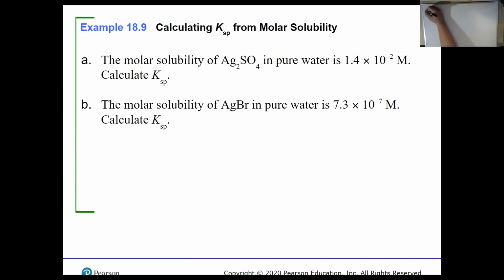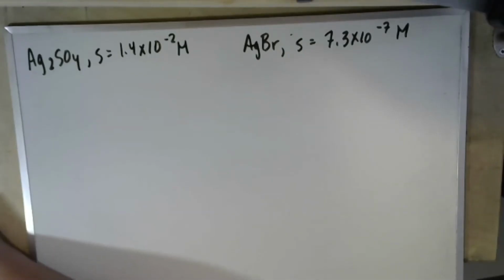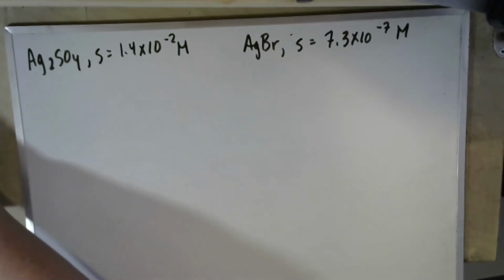So I'll just write down the info for these. Our Ag2SO4 solubility is going to be 1.4 times 10 to the negative 2 molar. Okay, I'm going to calculate KSP for both of these. You're going to see a lot of similar steps.